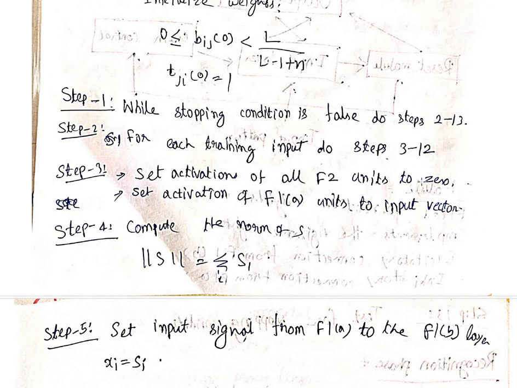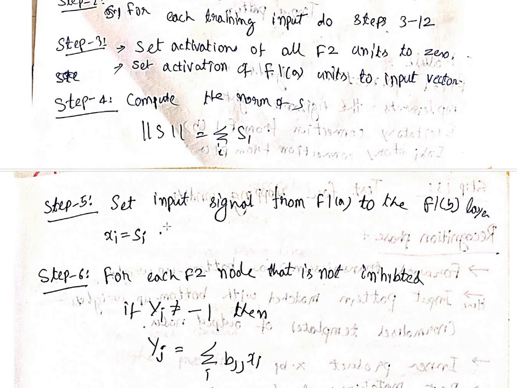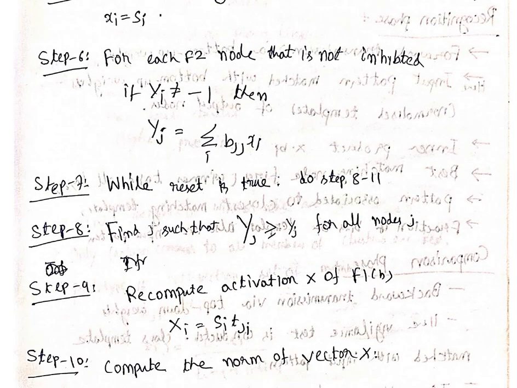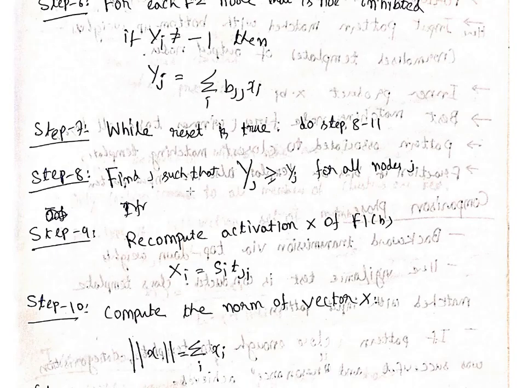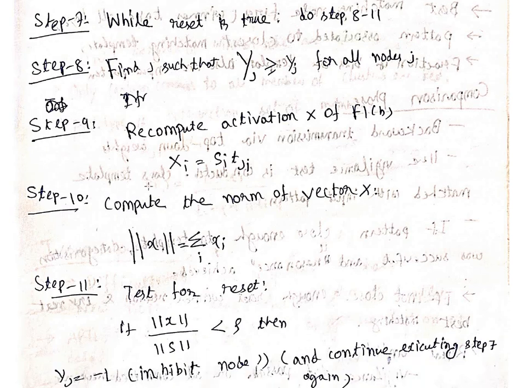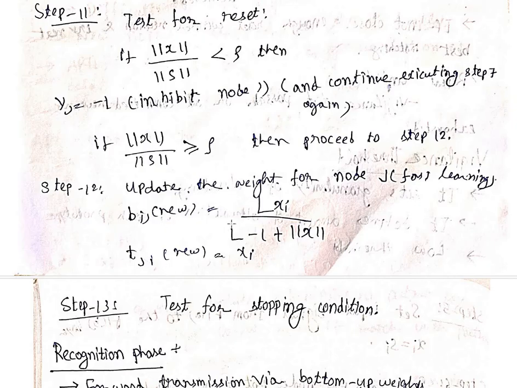Set the activation of all the F2 units to 0, the interface unit. Set the activation of all output units and F1A units, which is the input unit. Compute the norm of S, which is sigma Si. Set the input signal from F1A to the F1B layer: send the inputs from the input layer to the interface layer, Xi equal to Si. For each F2 node that's not inhibited, if Yj is not equal to -1, Yj is sigma Bij Xi. Then while reset is true, go for steps 8 to 11. Find J such that Yj is greater than or equal to Yk for all nodes K, recompute the activation function, compute the norm vector, test for reset, and finally update the weights and check for the stopping criterion.